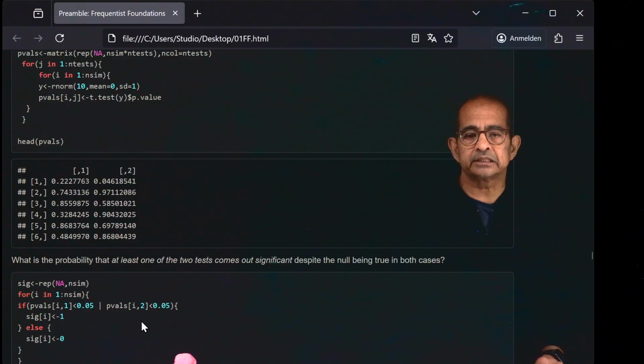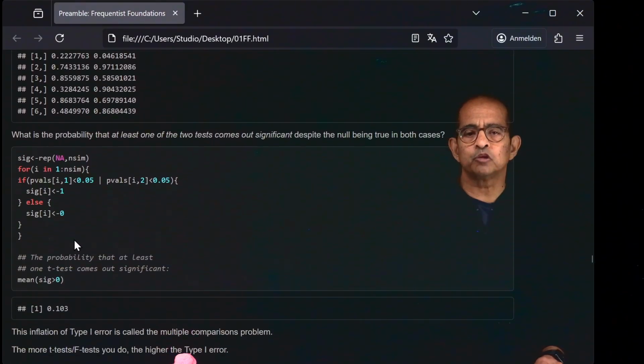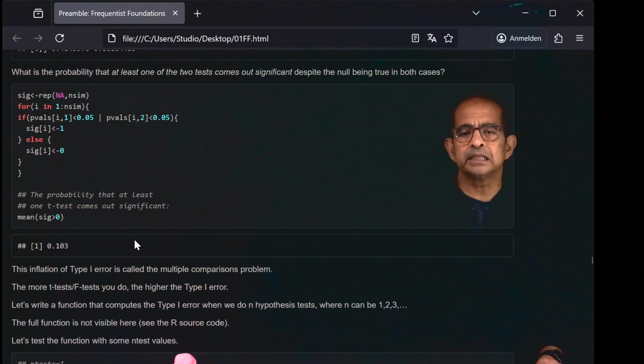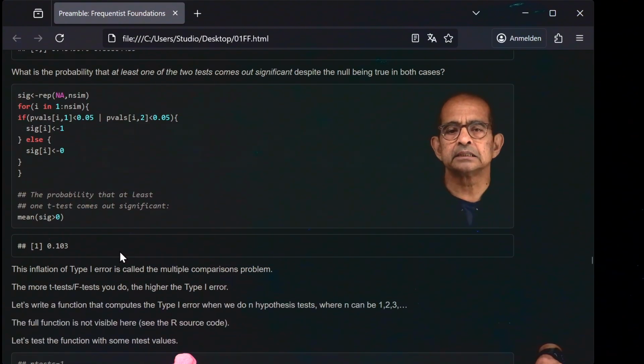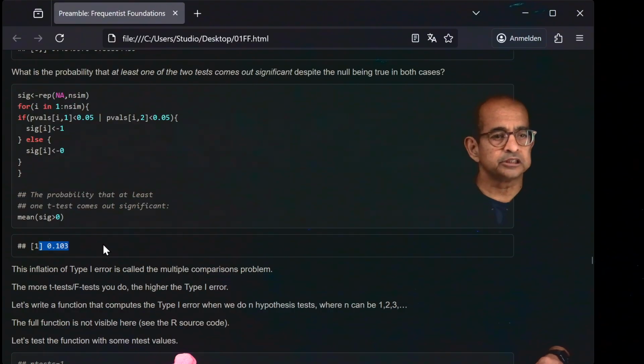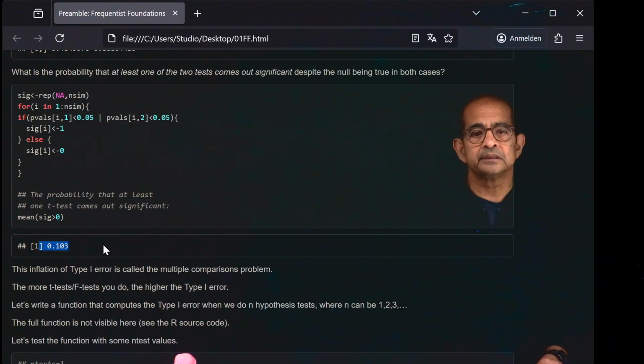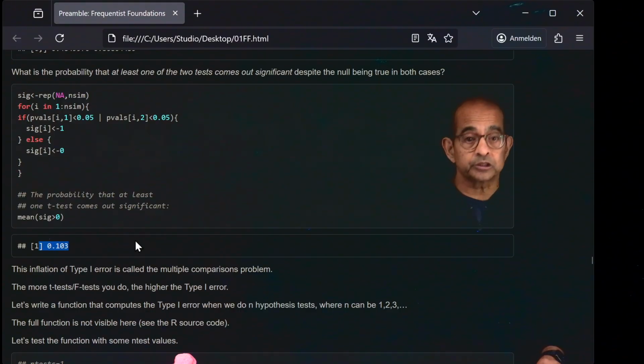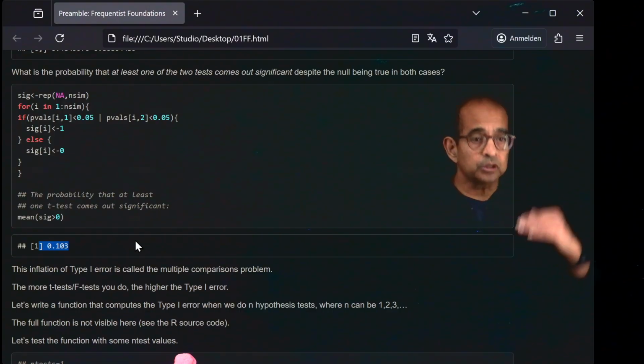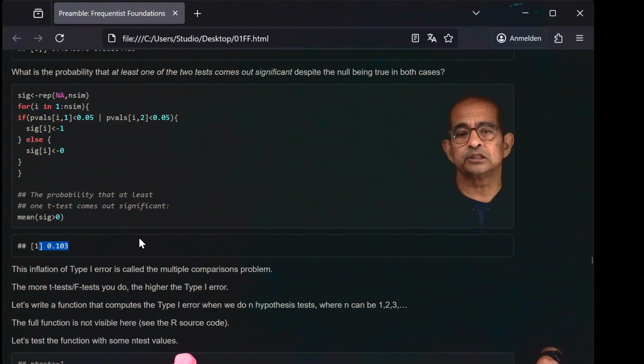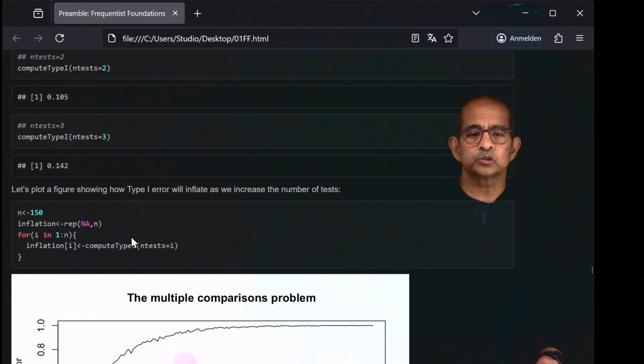So that's what the calculation is that I'm doing here. I won't bother you with the code, but the upshot is that the probability is now, the type 1 error is no longer 0.05, it's 0.10, right? So it's going up, and it's going to keep going up the more statistical tests I do. And we can actually visualize this quickly.